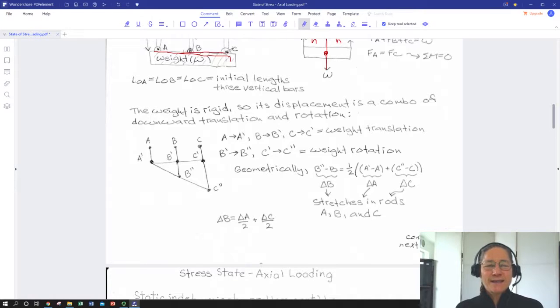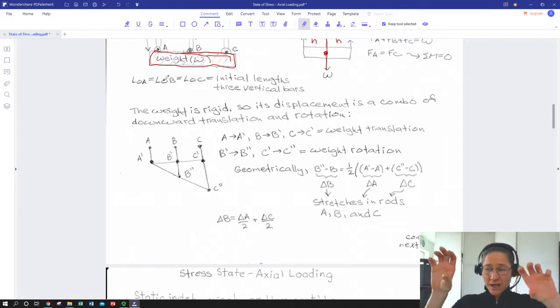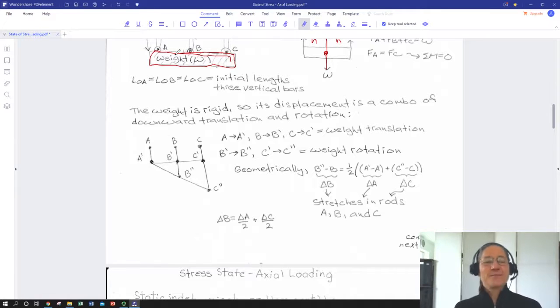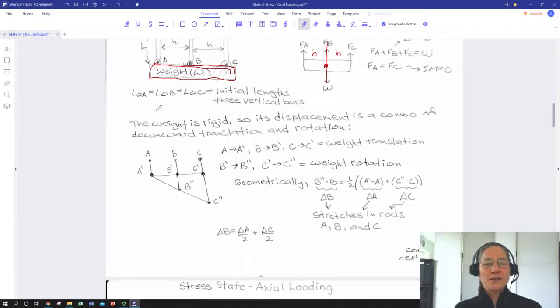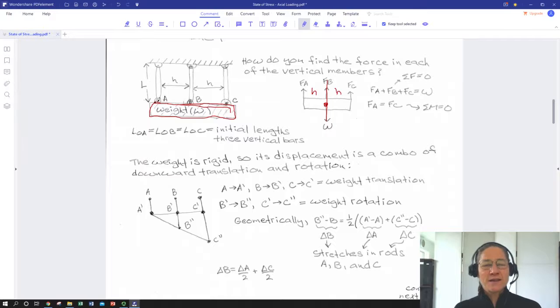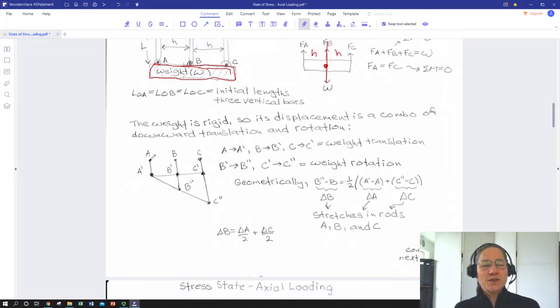This big long bar weight that's connecting all of our little hinged bars is rigid. That means it, unlike the bars holding it up, is not deforming. It's a rigid body, which means it can translate and rotate, but it can't bend. It can't twist. It can't extend or compress. So the motion of points A, B, and C, when those vertical bars stretch, if we look at the starting position of points A, B, and C, and then the final positions, they're going to have to be some combination of translation and rotation and nothing else.